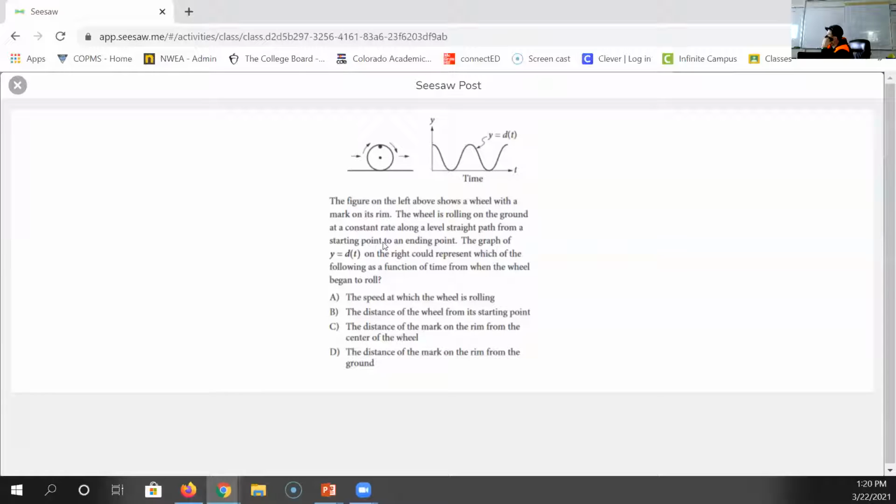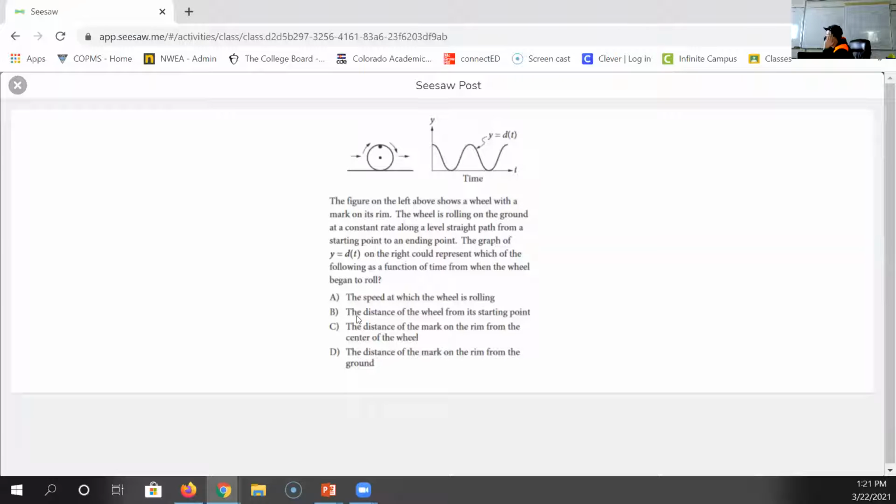So if we look at our answer options, first one is A, it says the speed at which the wheel is rolling. So if we're looking at our graph here, you can see it has high points, low points, high points, low points. This contradicts what was given in the question. It said that it rolled at a constant rate. So if we have a constant speed on a level straight path, that means that we should have a flat line, okay, because the speed is constant.